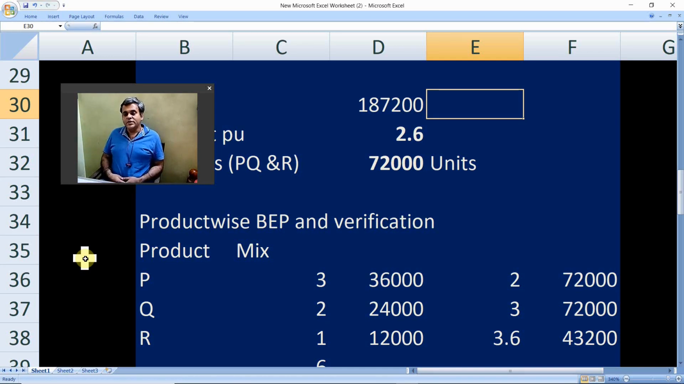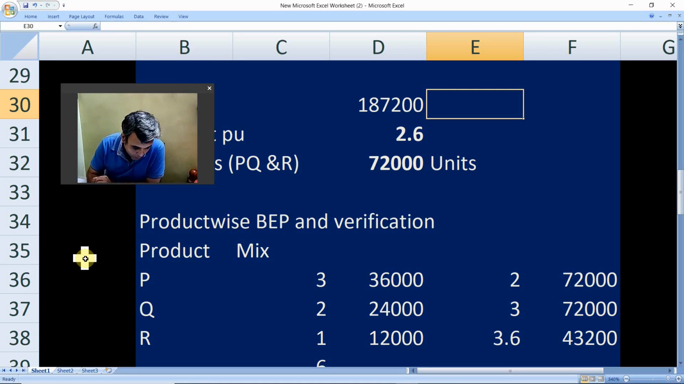Shall I proceed? Now, I am trying to explain. I am trying to verify the same. I want to show the product wise BEP and also verify whether our answer is correct. At 72,000, does the company really break even? I want to show whether at 72,000 units, the company really breaks even.